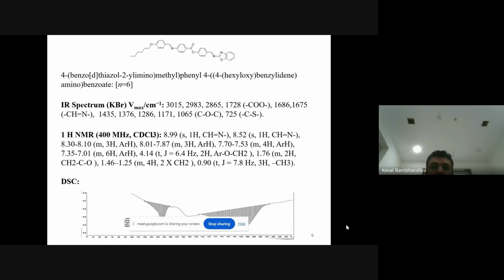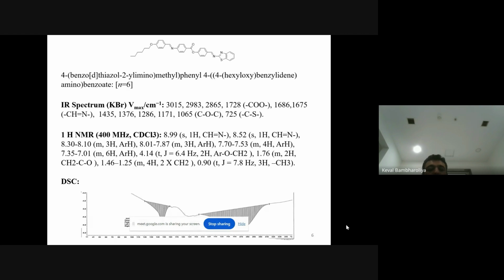Now I have taken one example, n equal to 6 moiety, in which the IR spectrum shows 3015, 2983, 2865, 1728, that is the ester functional group, 1686, 1675, this is of the azomethine moiety, 1435, 1376, 1286, 1171, 1065, that is of ether, and 725, that is of the C-S moiety.